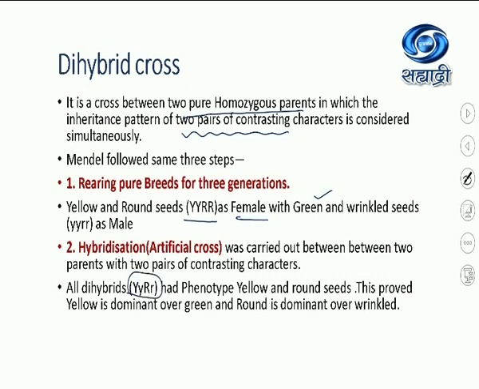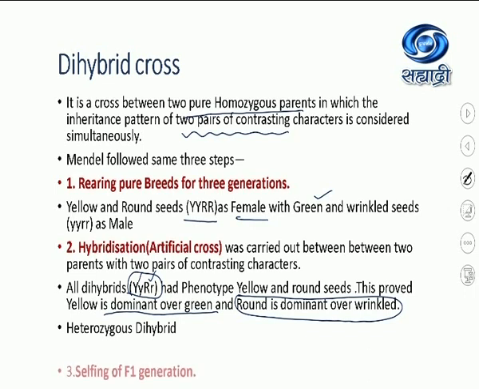Dihybrids were produced, whose phenotype was yellow and round, but the genotype was a hybrid, heterozygote, capital Y, small y, capital R, small r. We'll see this with the help of the chart also. It will be easy for you. From this, it was proved that yellow is dominant over green and round is dominant over wrinkled seeds. So heterozygous dihybrids were obtained.